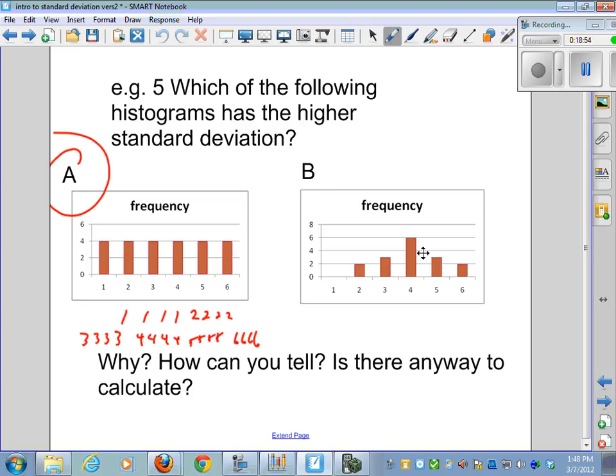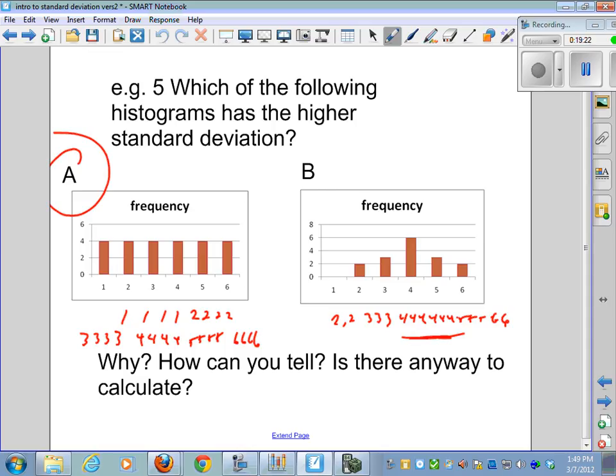What's the data set look like here? It's a couple of 2s, then it's 3 3s. How many 4s? 6 4s. One too many. Okay. 3 5s and a couple of 6s. This one, there's way more data that's near the middle. Okay, they are close together.